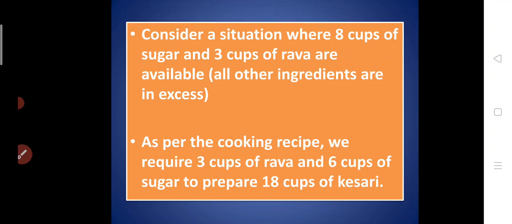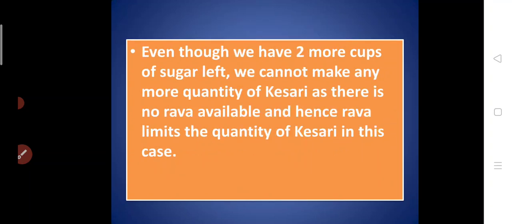As per the cooking recipe, we require 3 cups of rava and 6 cups of sugar to prepare 18 cups of kesari, we saw already. Even if we have 2 more cups of sugar left out, we cannot make any more quantity of kesari. Now to make 6 cups of kesari, 1 cup of sugar is needed. But if you have 1 more cup extra of sugar, you can't use that because we need only 1 cup of sugar to make 6 cups of kesari.